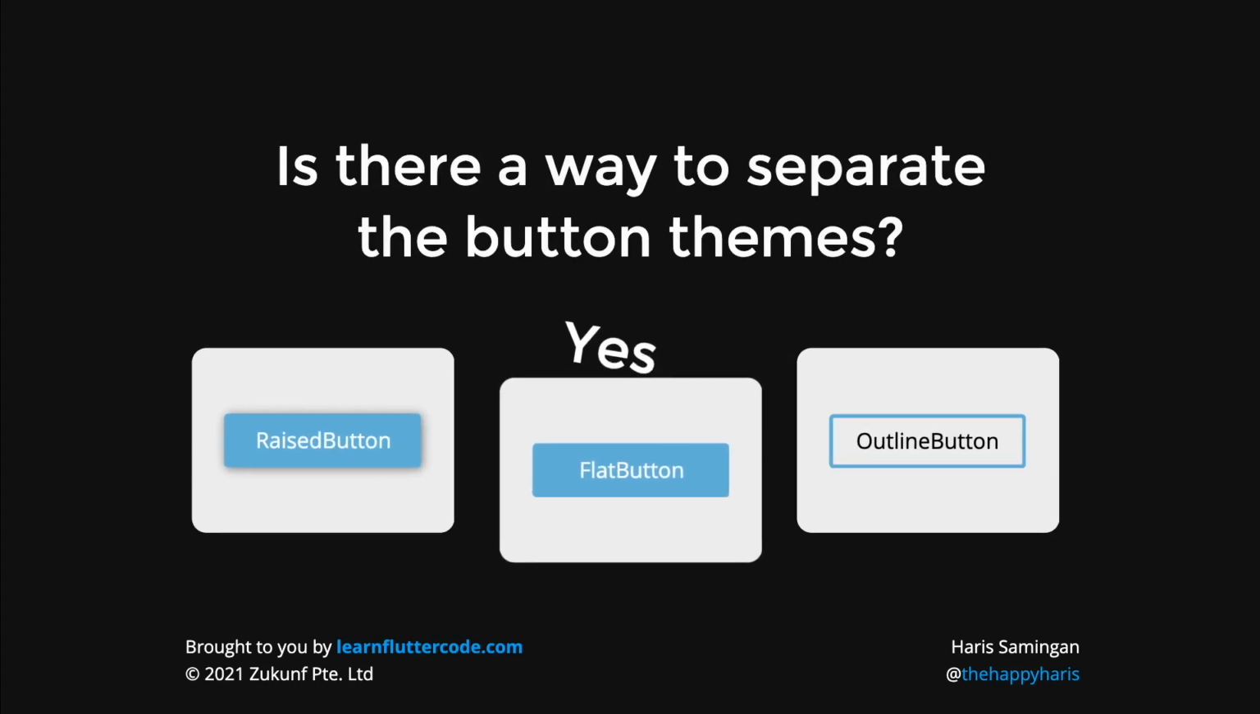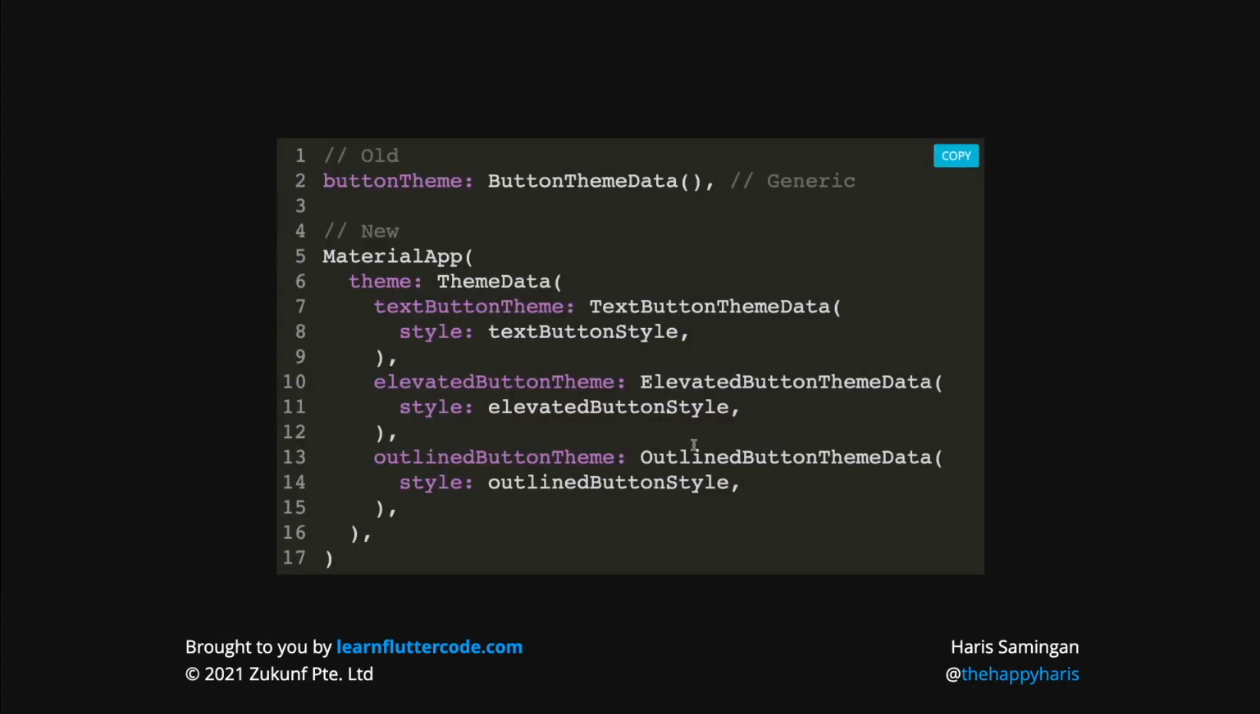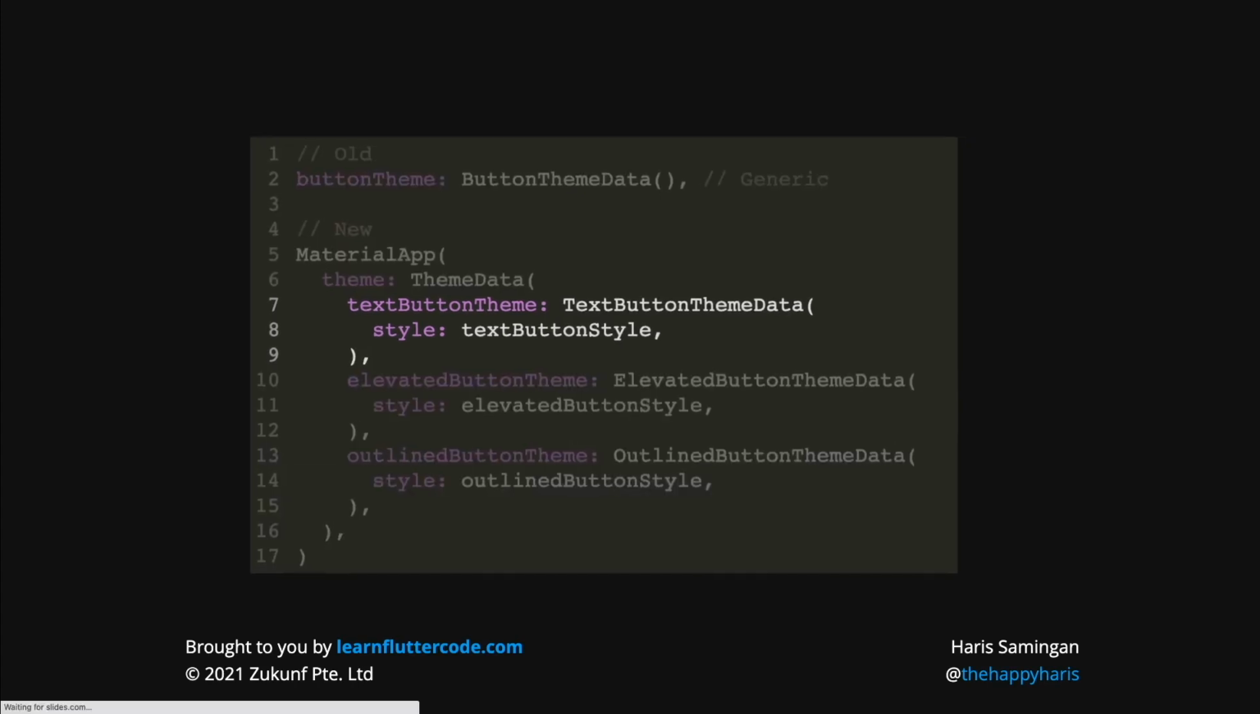So yes, there is. Well, we are going to make use of the new buttons, which is the elevated button, text button, and the outlined button. So the old way is you're going to pass in a button theme data through the button theme parameter, but the new way is you have 3 different button themes. So you will have the text button theme, you have the elevated button theme, and you have the outlined button theme. So let's go through briefly on how you can style them.